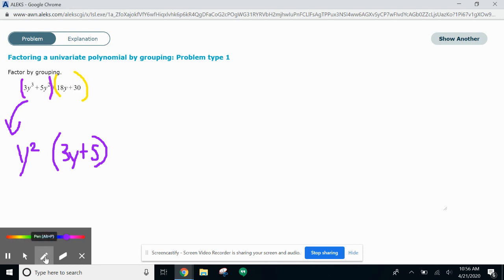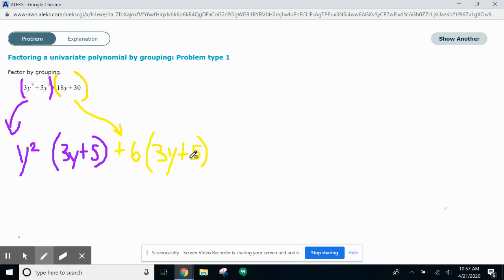Now, let's look at this yellow term. So this yellow one, if I want to take things out, what can I take out? Well, this term only has a y, this one doesn't, so I'm not going to take out any y's, but I can look at what these numbers might have in common. 18 and 30, I can divide those by 6. 18 divided by 6 is 3. 30 divided by 6 is 5. So if I take out a positive 6 here, then on the inside, I will have a 3y plus 5.